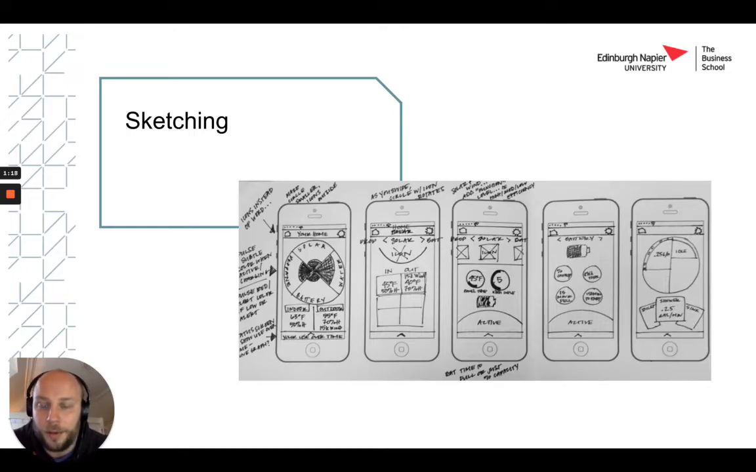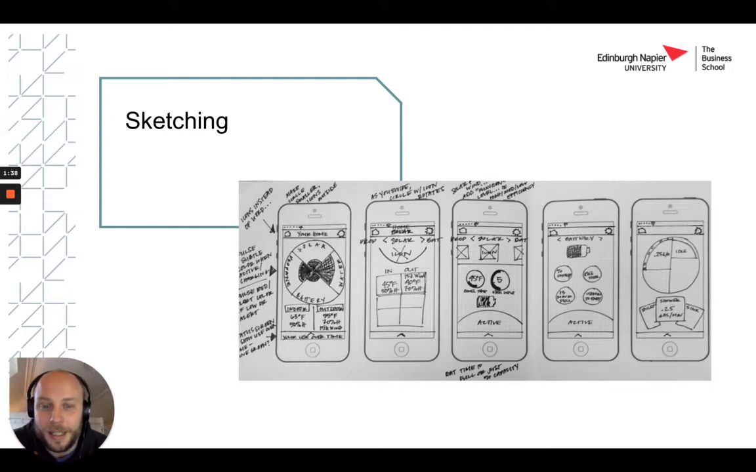Here's a small example of an app idea, and they have photocopied or printed the mobile phone, and they've just sketched on top of it how they think the user journey is going to go, or how they think it's going to work out.